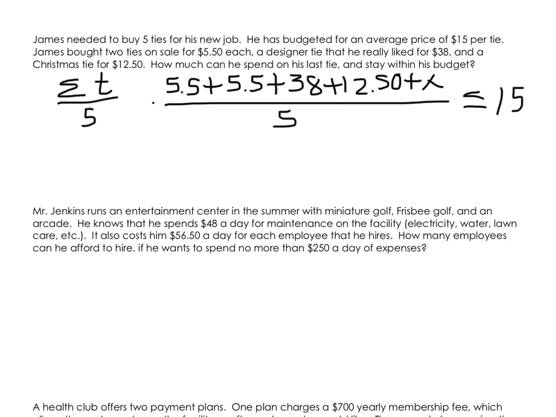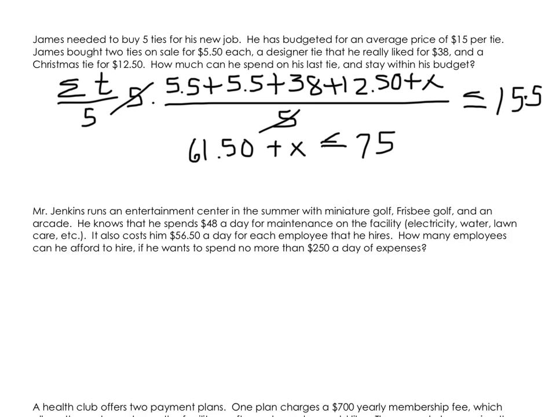I think we should multiply by 5 first. And if we multiply by 5, we can cancel the 5's over here. And let's go ahead while we're at it and add up all those things. We have $5.50 plus $5.50 plus 38 plus $12.50. That's going to give us $61.50 plus our x, and that has to stay less than or equal to $75.